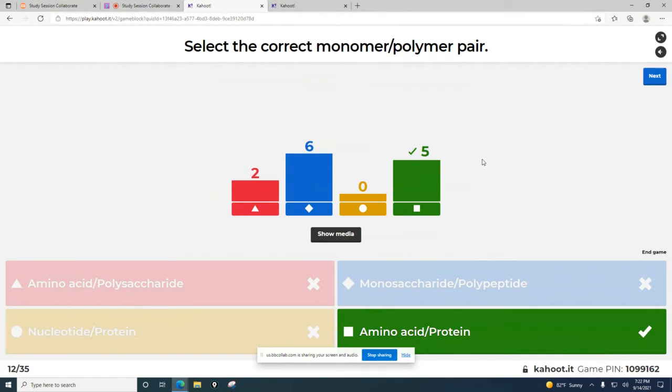So the first one, or red, why is that wrong? I've paired an amino acid and a polysaccharide together. Why is that fundamentally wrong? Amino acids create proteins and polysaccharides are carbohydrates. Very good, right? And the same thing with this one, because another name for a protein is a polypeptide. That one's out. And then our nucleotide and proteins, what are nucleotides a part of?